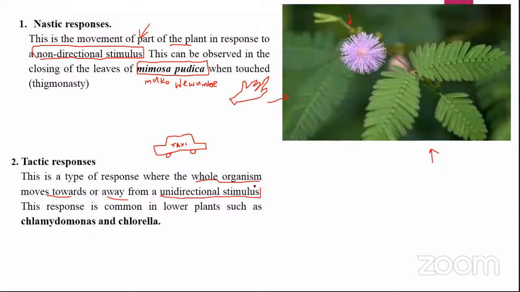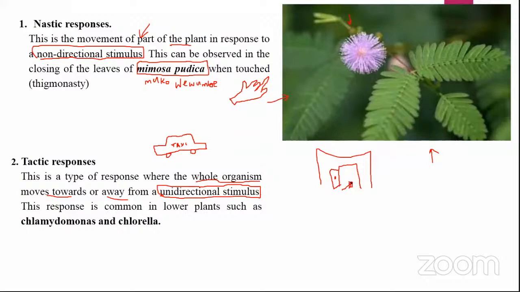That means the stimulus must be coming from a given direction. For example, normally we have what we call pit latrines. So you enter a pit latrine. Inside the pit latrine, you have one small hole. Normally you have closed the door, so when you open, light is going to enter through that hole.